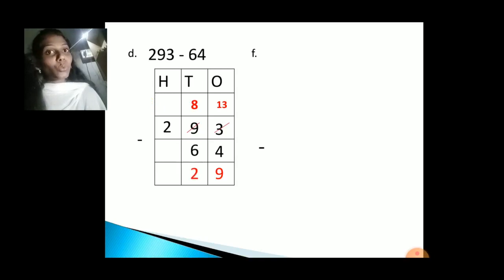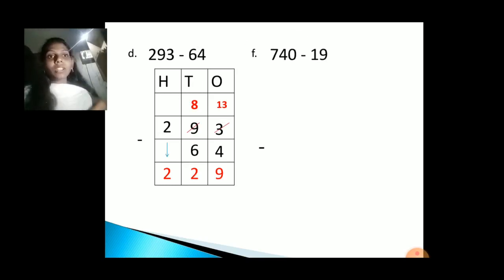And here 2 will jump down. So 293 minus 64 equals to how many? 229. Very good. Now here we have to find out the difference between number 740 and number 19. That is 740 minus 19. Same here. First we will place these numbers at the correct place and then we will solve.